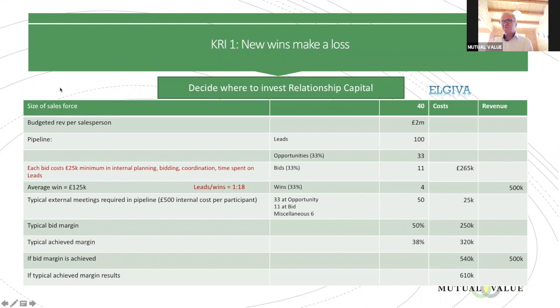So we got our costs here, 265K. That's your bids plus your opportunity meetings. Hey, you've won 4. That's made you 500K. Sadly, even at your planned margin, you've lost 40K. And at the reality margin level, you've lost 110.